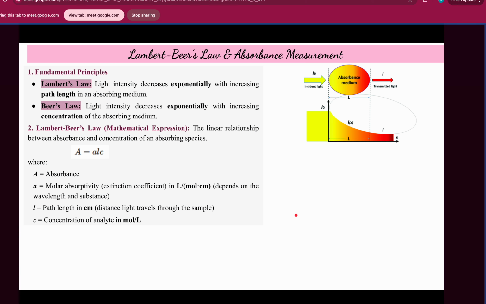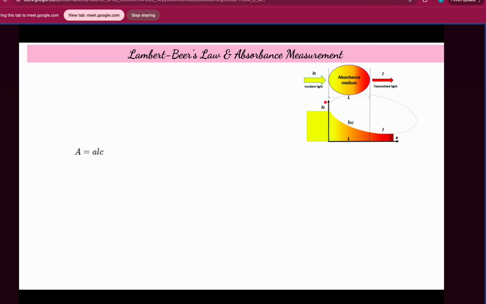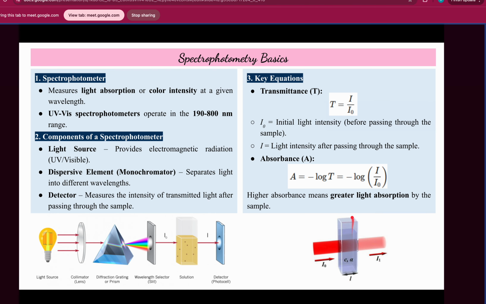Now there are certain equations which are related to these absorbance measurements. That is known as Lambert's law. So Lambert's law states that light intensity decreases exponentially with increasing path length in the absorbing medium. So for example, in this case, as we have seen, this is the sample which is present in a container. So this is a cuvette in this case. So it has some distance. So this is the path length from where the light is traveling.